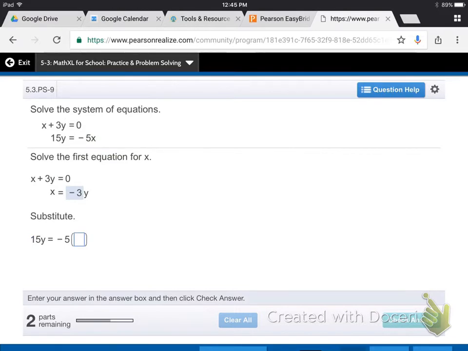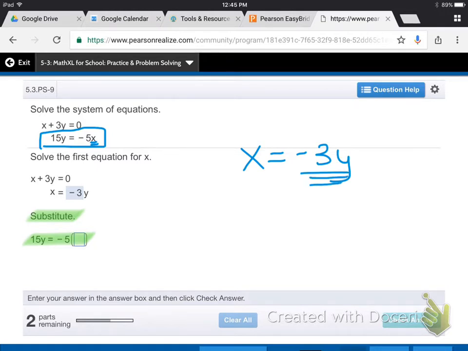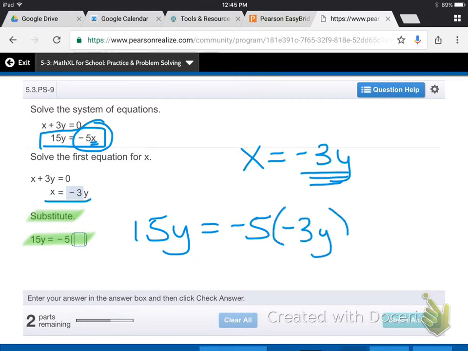Okay, and so what this is saying in the second part now, down here, since x equals negative 3y, that means in this equation, instead of x right there, we're going to write down what x equals, which is negative 3y. So this is what the equation looks like. 15y equals negative 5, and normally we would write down negative 5x, but we don't want to use x, we want to use what x equals. X equals negative 3y, so this is negative 5 times negative 3y.